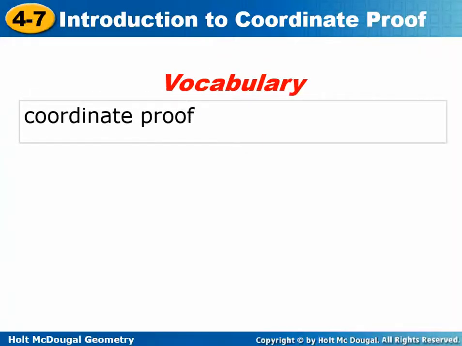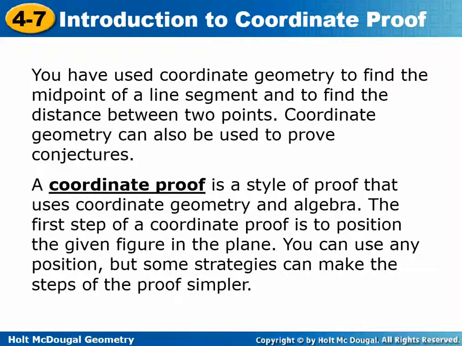Vocabulary is just coordinate proof. So you've already used coordinate geometry to find a midpoint of a line segment, and then also to find the distance between 2 points, which we did with either Pythagorean theorem or the distance formula. Coordinate geometry can also be used to prove conjectures. A coordinate proof is just a style of proof that uses coordinate geometry. So you're going to be using the x and y axis.